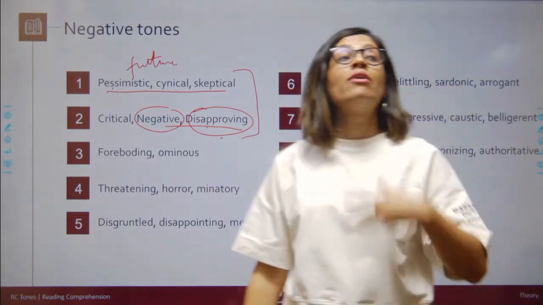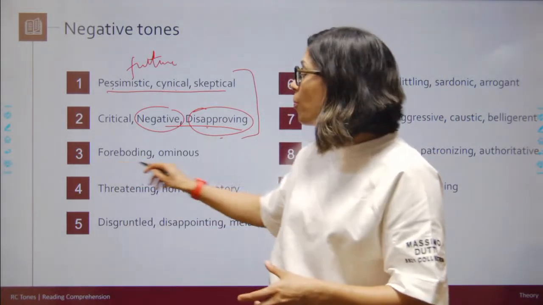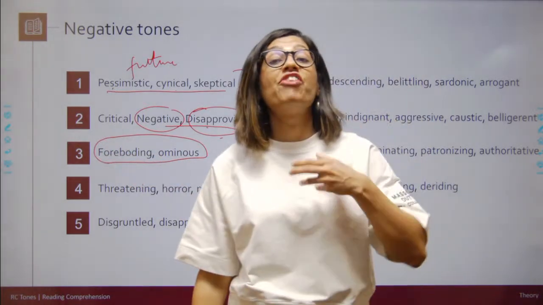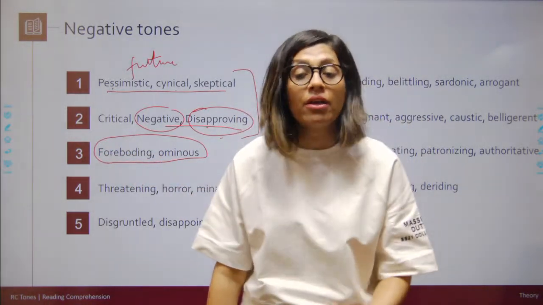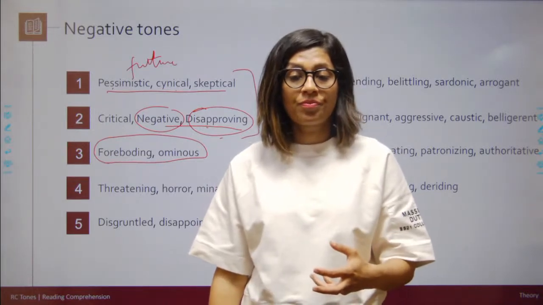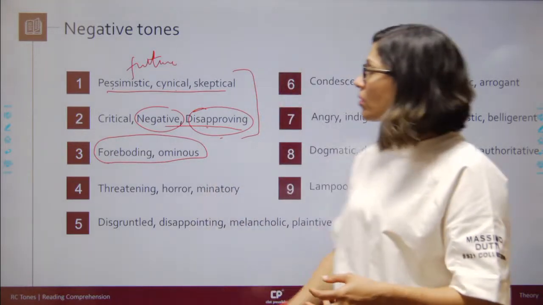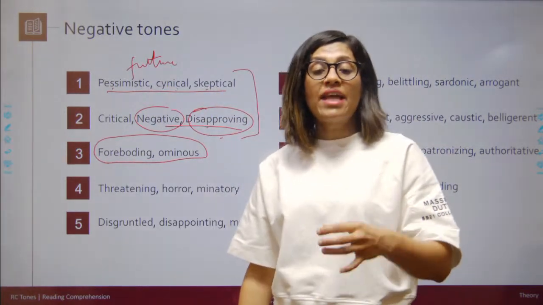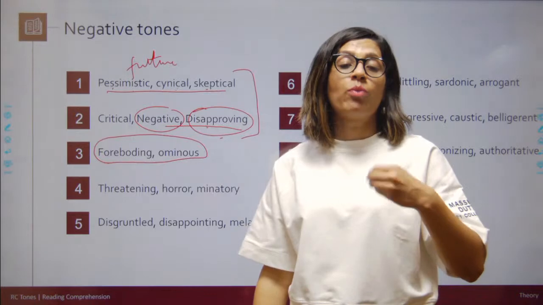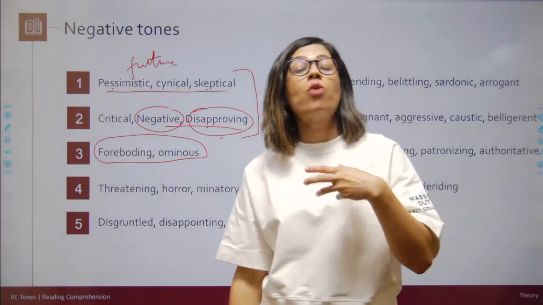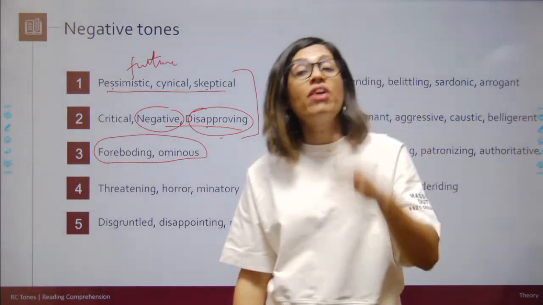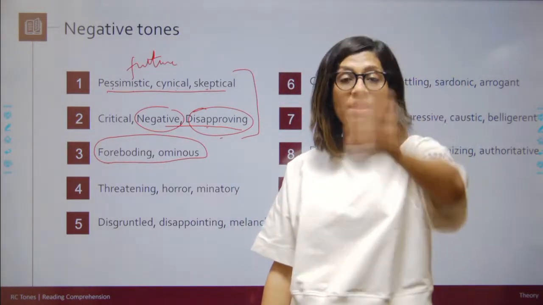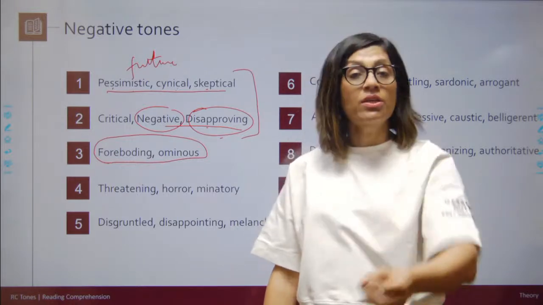Other words for a hopeless future are foreboding and ominous, where the author will be severely negative and severely hopeless, right? So pessimistic, cynical, skeptical means there is a reference to the future. Usually it will be in the end after a round of criticism. So wherever the reference to the future comes in, criticism will change to pessimism or cynicism or skepticism.